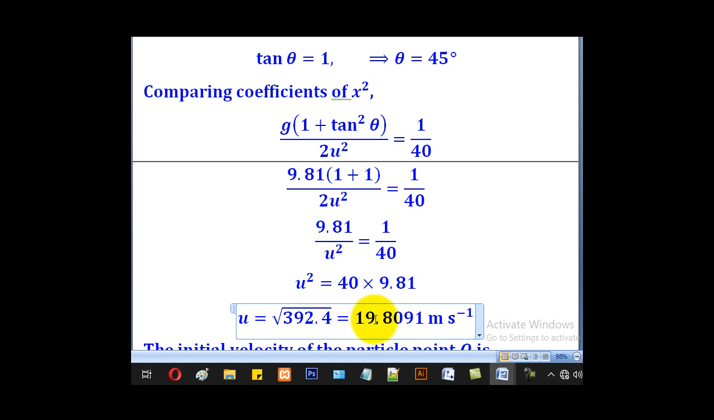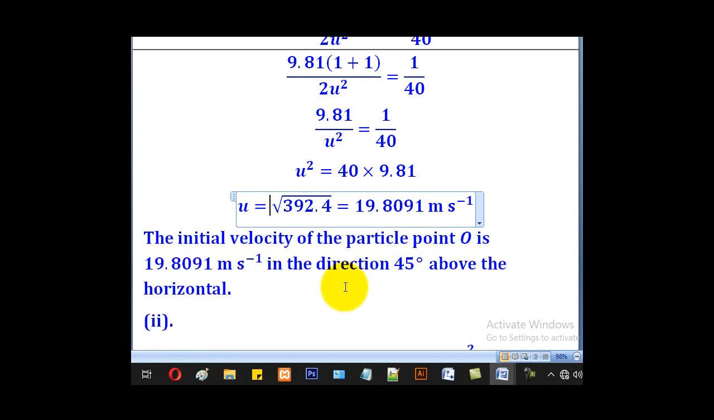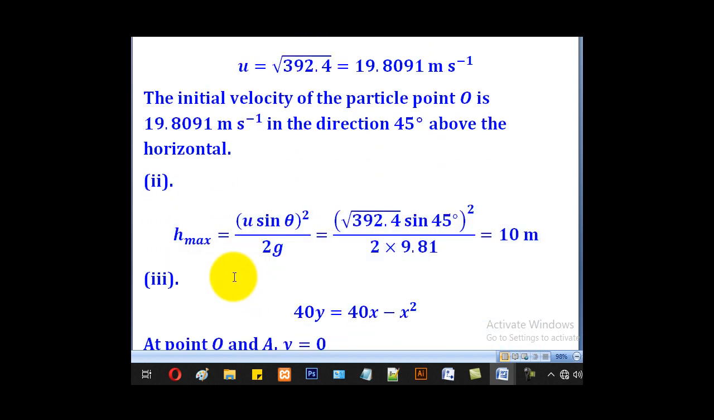392.4, which gives 19.8091 meters per second. Therefore, the initial velocity of the particle at point O is 19.8091 meters per second in the direction 45 degrees above the horizontal.